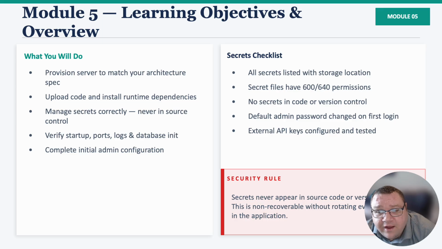After setup, you'll verify startup. The service starts without errors. It responds on the expected port. Logs are being written, the database was initialized, and default admin accounts exist and can log in. Then complete the initial configuration in section 5.4. Change the default admin password. Configure your external service credentials. Create team user accounts and verify that everyone can log in.